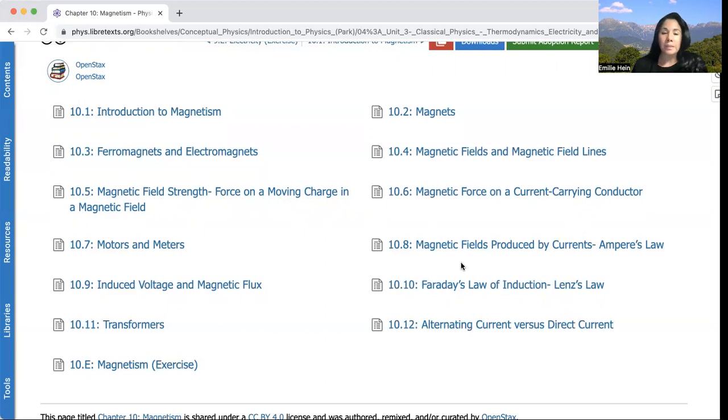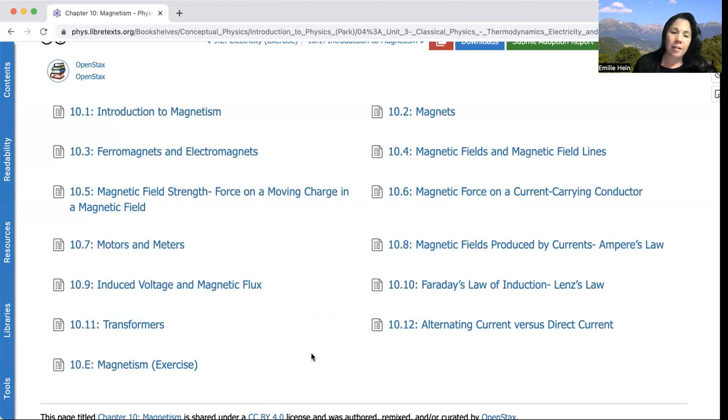Something very important is then the concept of induction. You may have heard of induction used in stoves and whatnot. There are many, many applications of this. So we're going to talk about induced voltages and Faraday's law of induction. And one application is going to be transformers. Again, one of those things that we use very, very often.